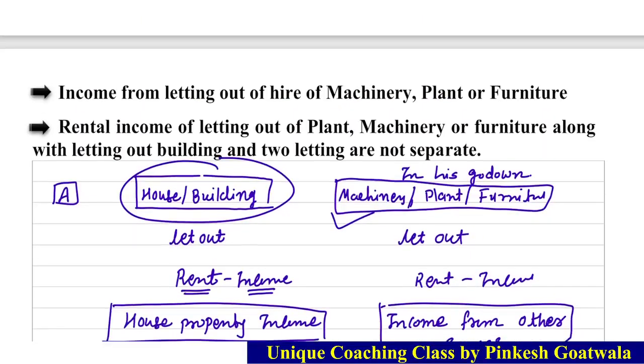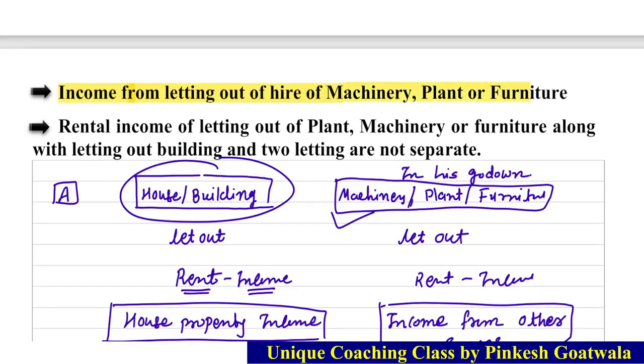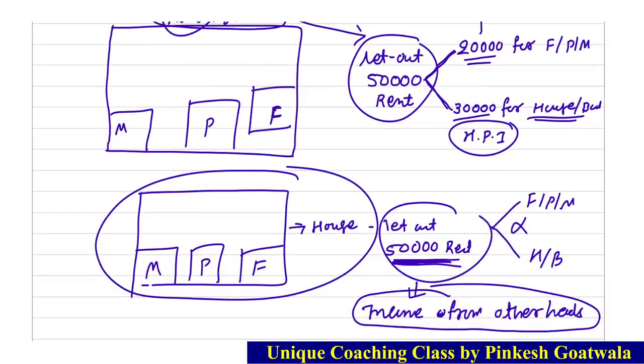Look here, income from letting out or hire of machinery, plant and furniture. Okay, it comes under income from other sources. Rental income of letting out of plant, machinery, furniture along with letting out building, okay, building also given on rent, and the two lettings are not separate. Now, it cannot be separated, so in such a situation the total rent of 50,000 comes under income from other sources.